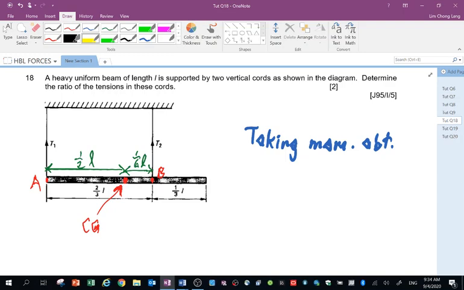Question 18. A heavy uniform beam suspended by two vertical cords. Determine the ratio of the tensions in these cords. Now look at the diagram.